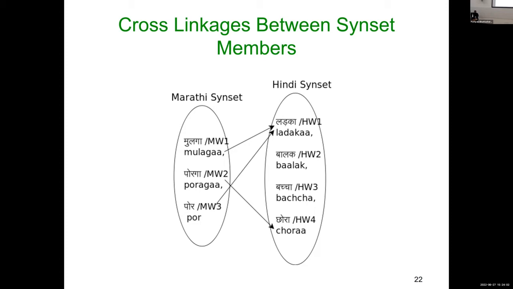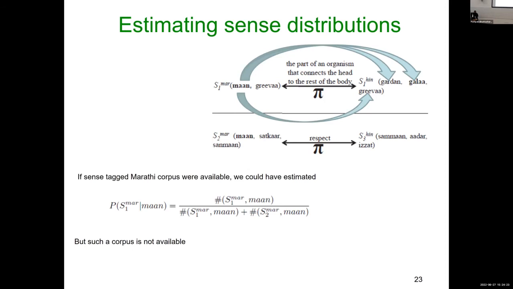So suppose we take 2 languages. In this case, it is Marathi and Hindi, which are close languages. The concept involved is a boy, a male young person. So this has mulga, porga, por, the 3 words in Marathi, and ladka, balak, bachcha, and chora in Hindi. Now, when we want to do disambiguation, we first cast it in a probabilistic framework. So we take as an example the word man from Marathi, which has 2 senses. One of the senses is prestige, the other sense is neck, which is a part of the body.